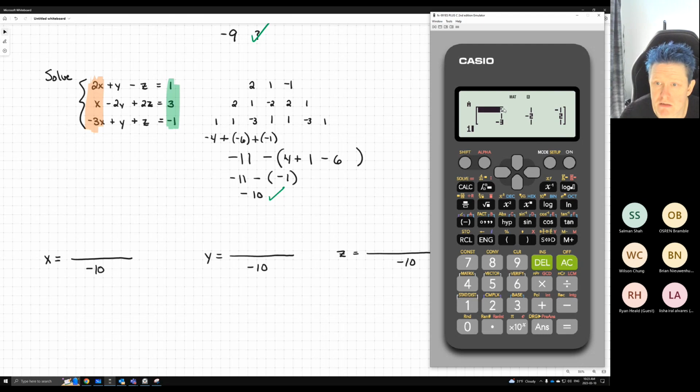So let's see if I can do that. Okay, 1. Let's go down, 3, -1. Okay, so I should have my new matrix now. Press all clear, shift matrix, find the determinant, number 7, shift matrix. And I want to use matrix A, and it turns out that's -10 as well.